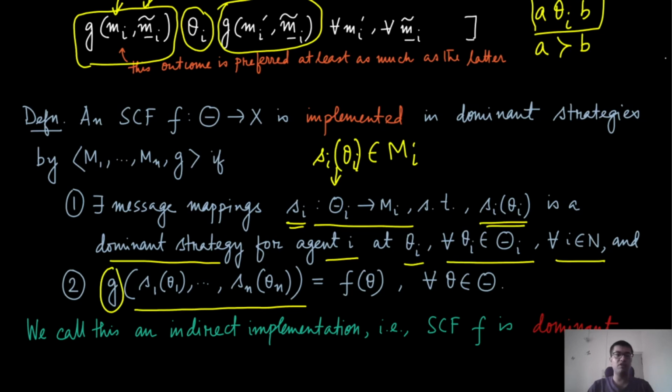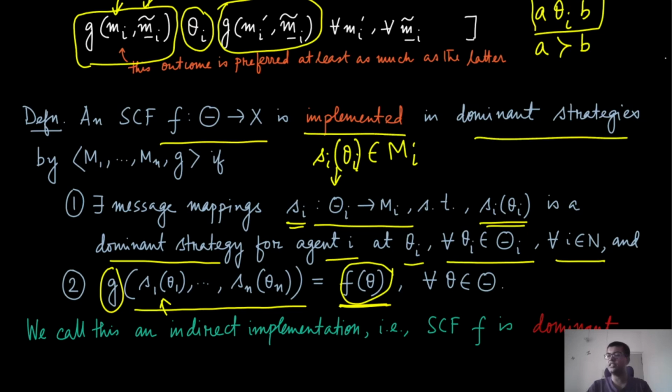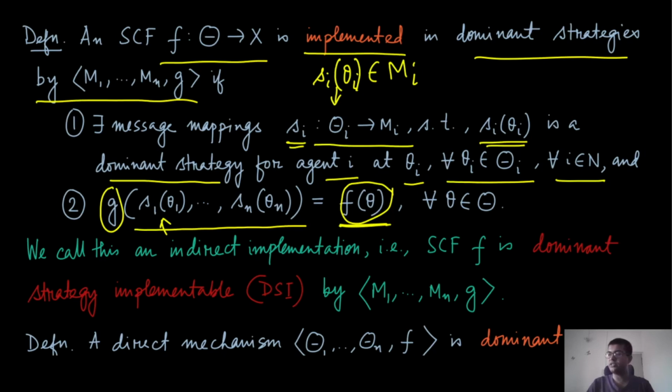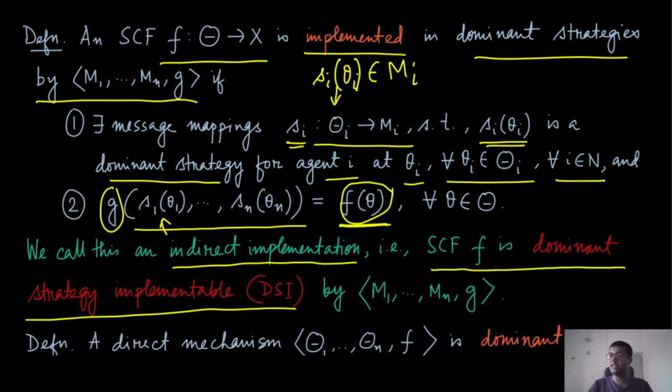If you apply g on top of that, note that these are all elements in this m1 to mn, the message spaces. The outcome should be the same as the outcome that the social planner wanted. This is the f of theta that we wanted to implement. So by going via this indirect mechanism m1 to mn comma g, you are implementing the same outcome f of theta in a dominant strategy. So then we'll call this social choice function f implemented in dominant strategies via this indirect mechanism which is given here. There is another nomenclature available for this. We call this an indirect implementation, and this social choice function is dominant strategy implementable, or DSI in short, by this indirect mechanism.